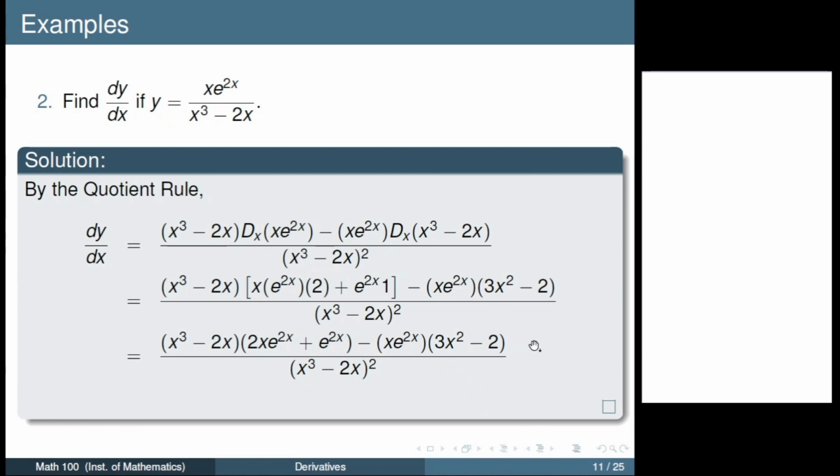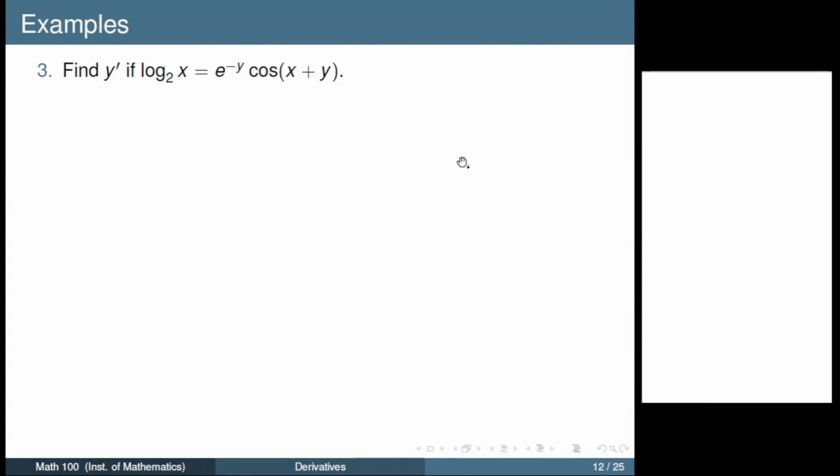And simplify lang din natin itong part na to. So, technically, inayos lang natin yung arrangement. You have 2x e to the 2x, and then yung 1 dito, we neglect it because times 1, wala naman nangyari. So, this will be our final answer. And this will be our last example for the first part.